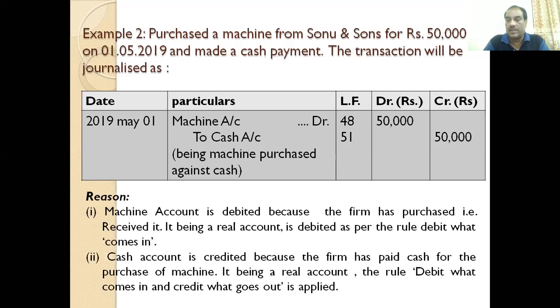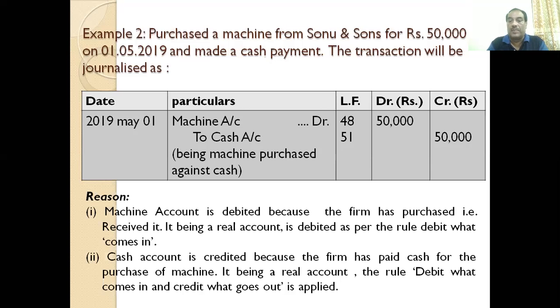of machine. So machine account is maintained on page number 48 and rupees 50,000 is debited under the machine account, and cash account is maintained on page number 51, and again the same amount 50,000 has been credited under the credit column in the cash account because the amount has been paid in cash for purchasing the machine.